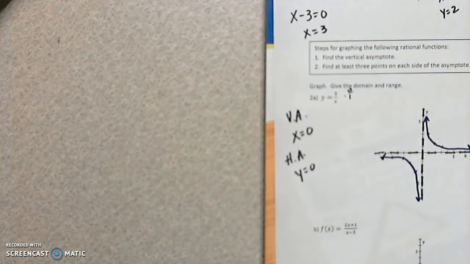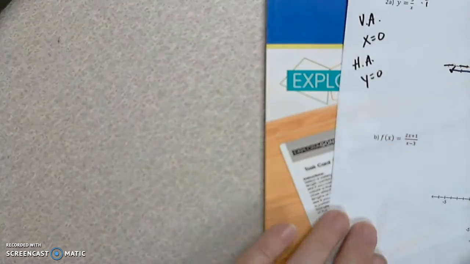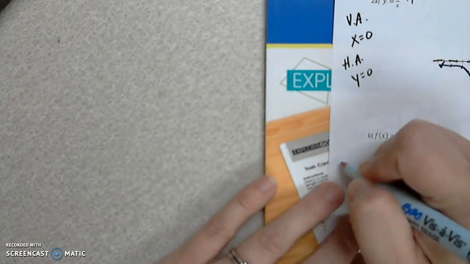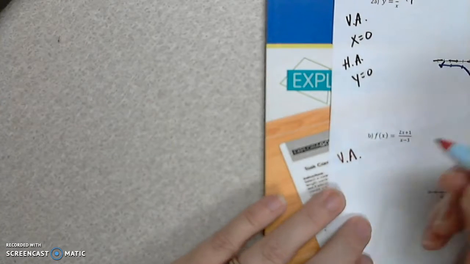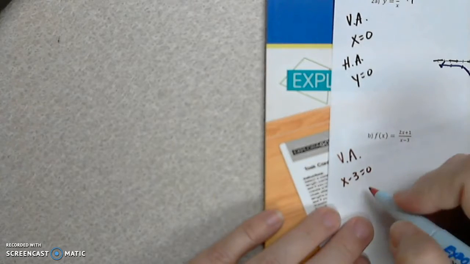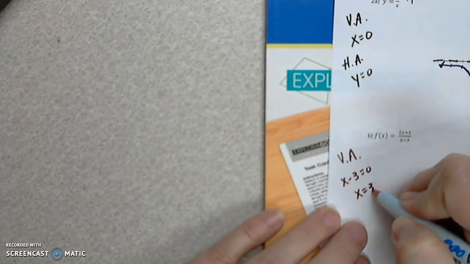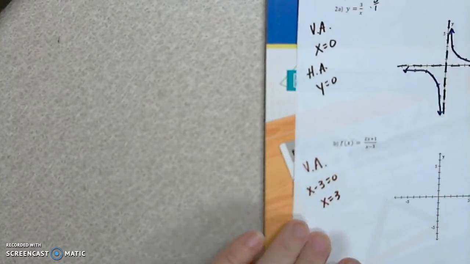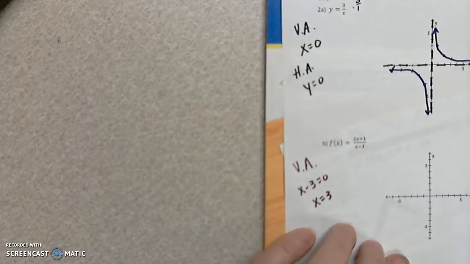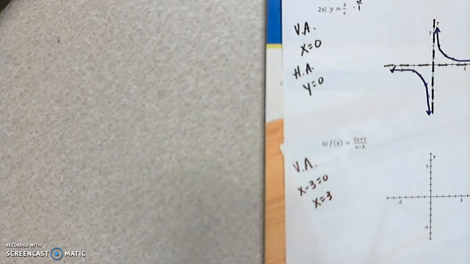Okay, so let's take a look at the next function. It is 2x plus 1 over x minus 3. So to find my vertical asymptote, I say x minus 3 equals 0. When I solve for x, I get x equals 3. Alright, so I'm going to go to where x is 3 on my graph here, and then I'm going to draw my asymptote.